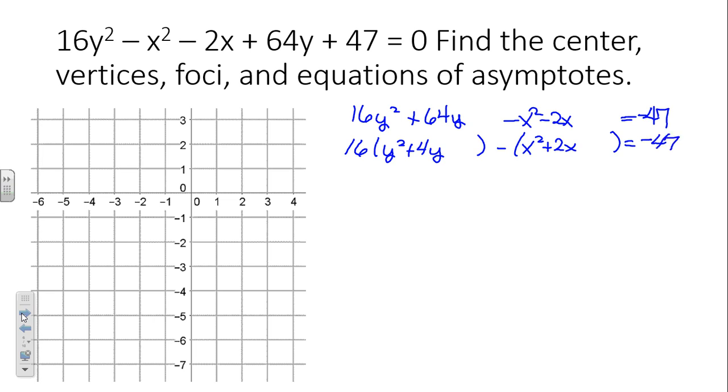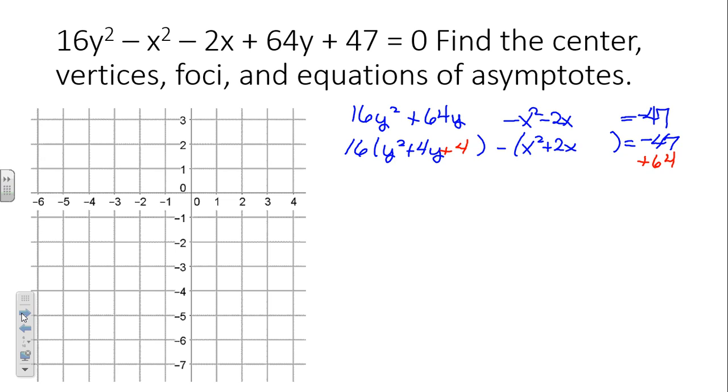So now we need to complete our squares. What's going to make that first parenthesis a perfect square? Half of 4 is 2. 2 squared is 4. But we're not adding 4. What are we adding? 64. So the second parenthesis, what will make that a perfect square?